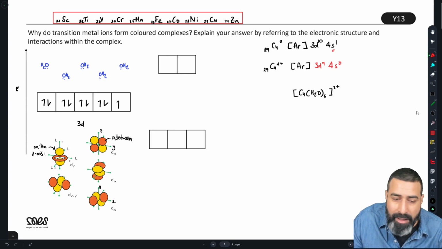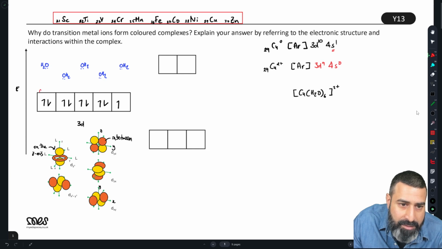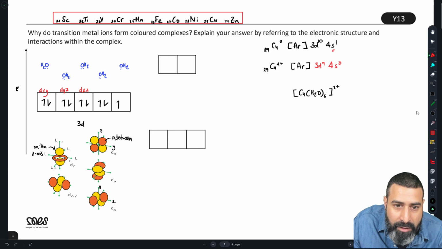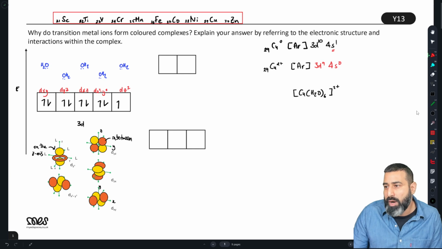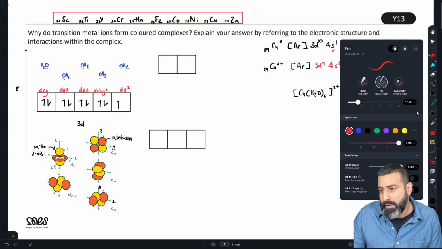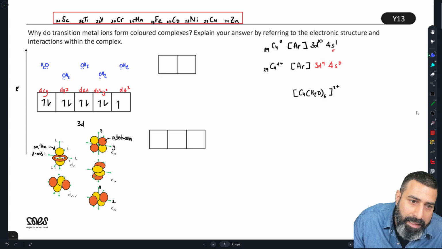But let's give these guys a label. So let's say that these are dxy, dyz, and dxz. And then these guys are dx squared minus y squared, and this is my dz squared. Okay, just for sake of argument. And then what happens is when the ligands bond, have a look.